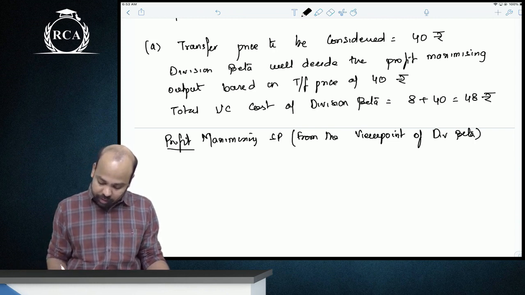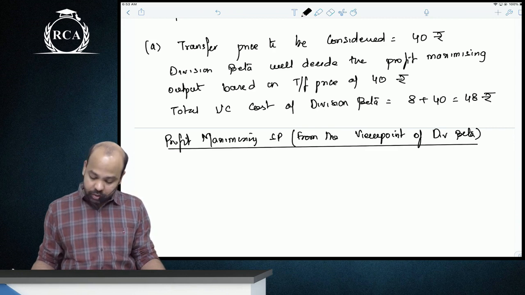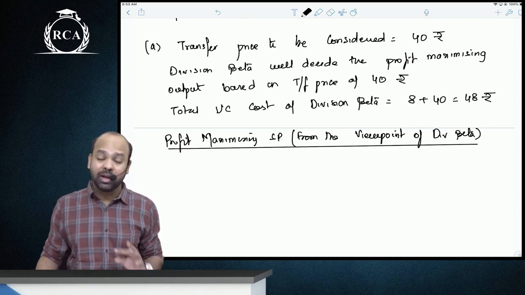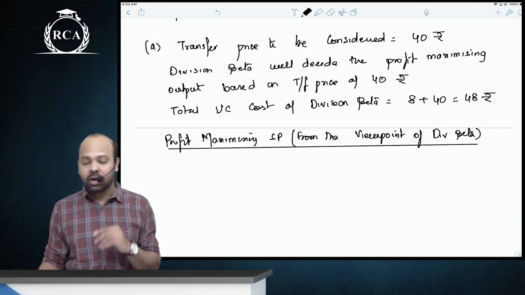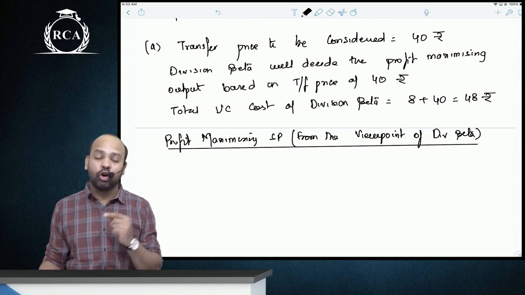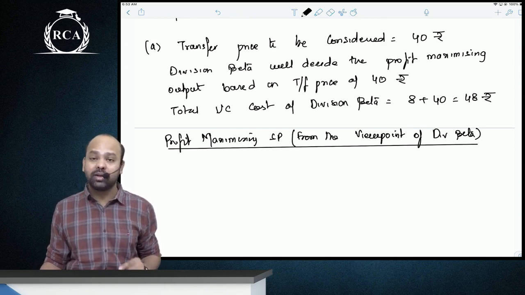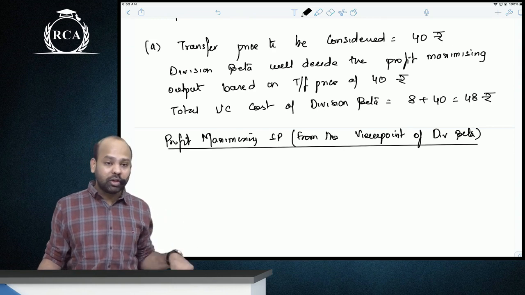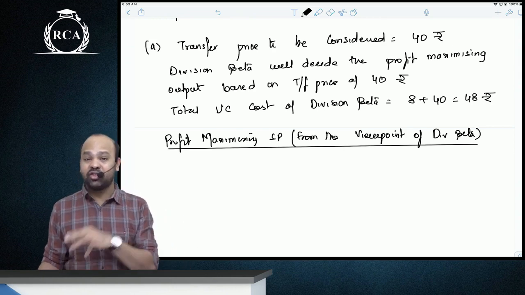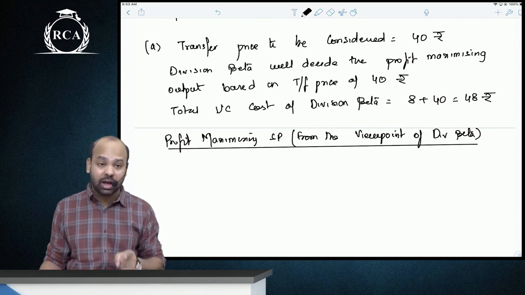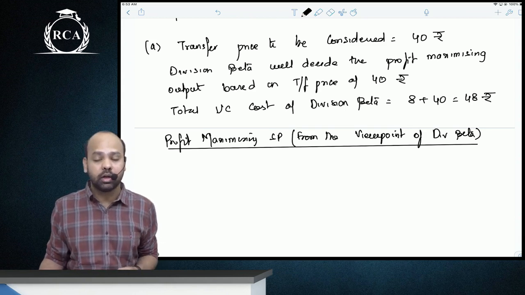Remember, guys, transfer price has no impact. We've all been learning this from the beginning, guys. I've been repeating this point again and again. Transfer price will have no impact as such on the profitability of the company as long as it is not affecting the output. But if, based on transfer price, the other division is changing their output levels, it will undoubtedly have an impact on the profitability of the entire company.